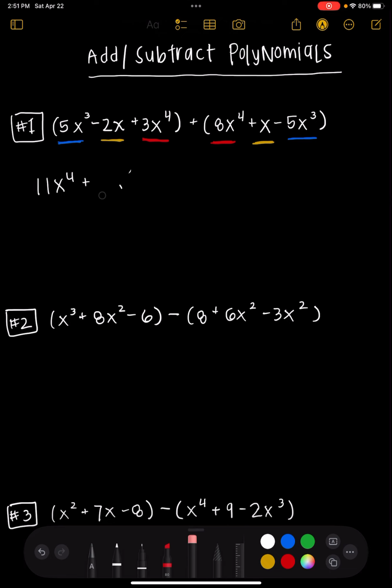I'm just going to erase that and basically assume, or not even assume, but know that these x cubes cancel each other out because they're opposite signs. They're the same number but opposite signs, which zeroes them out.